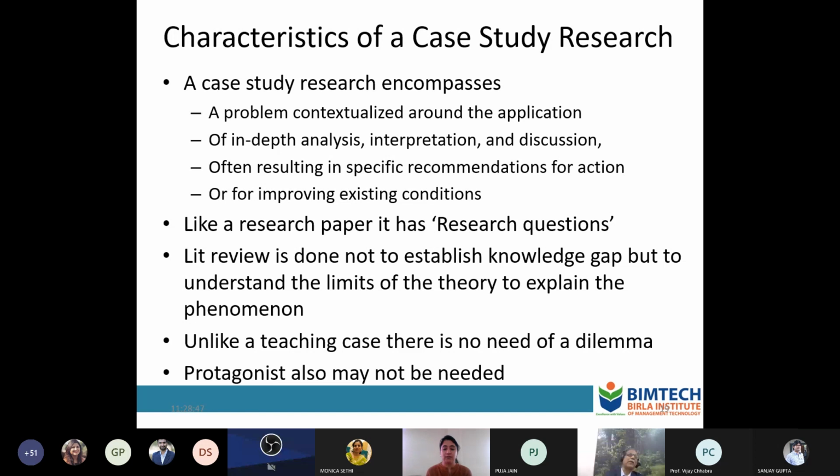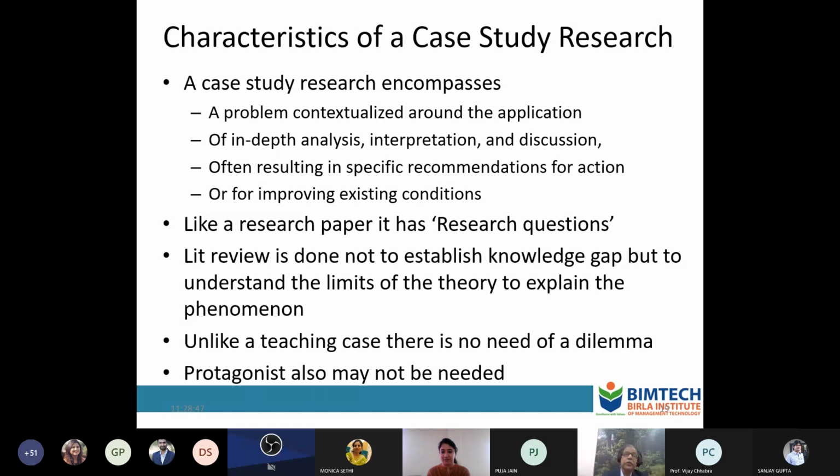Okay. See, you have asked two questions. The first question is very relevant. But now we are digressing from discussing teaching cases. We are discussing more on research cases. I do not know whether the other members of the audience are finding it of value or not.